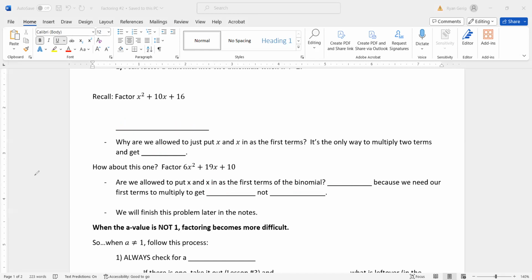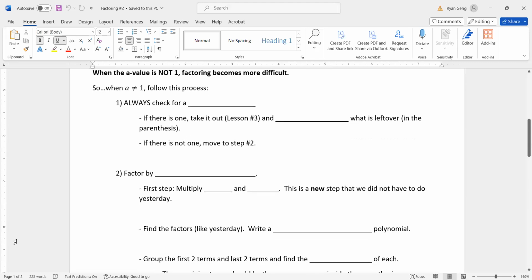When the a value is not 1, factoring becomes more difficult. I'm not going to lie. Follow this process. First thing you want to do is always check for a GCF. We've done this before back in lesson 3. If there is one, take it out and factor what is left over. Sometimes that'll be an easier problem, sometimes not. You'll see both examples of that on the back. If there is not one, move to step 2.